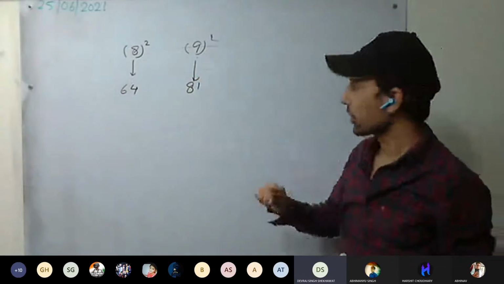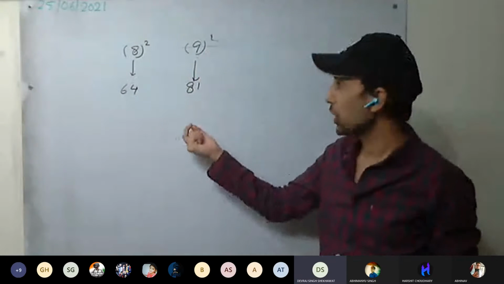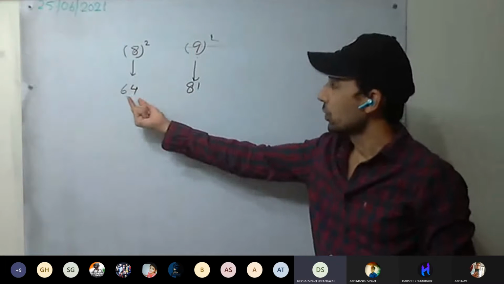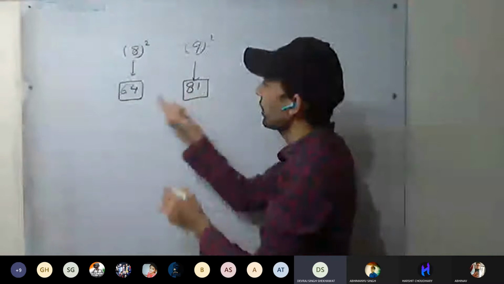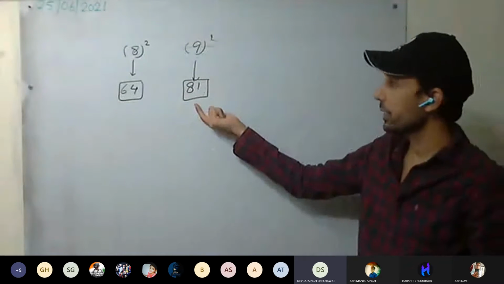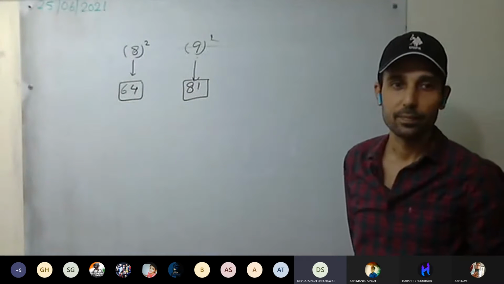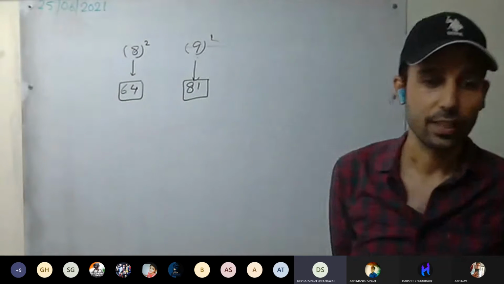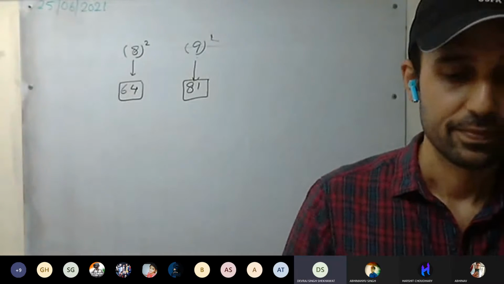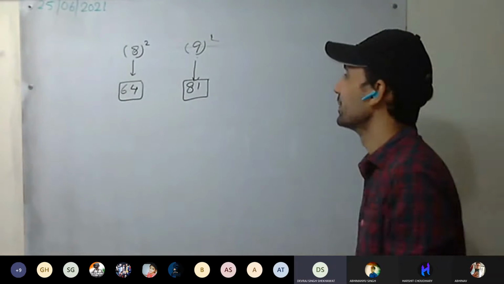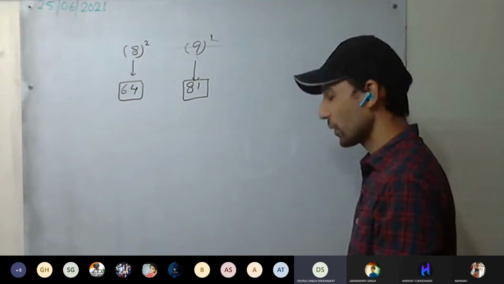Now the question is asking what? We have to find the number of natural numbers between the squares of 8 and 9, so between 64 and 81. How many are there? Sir, 16. You have got 16. How did you get 16? Sir, 64 plus 16.